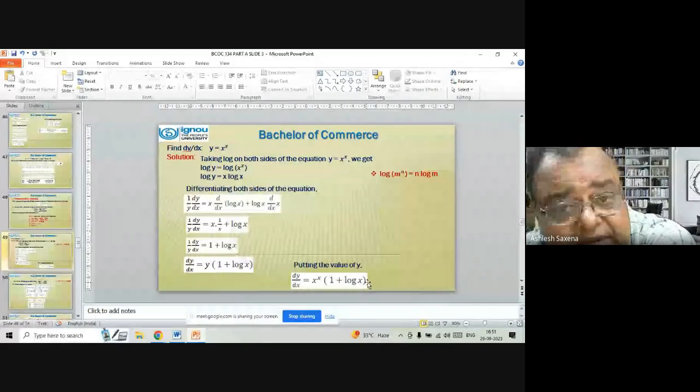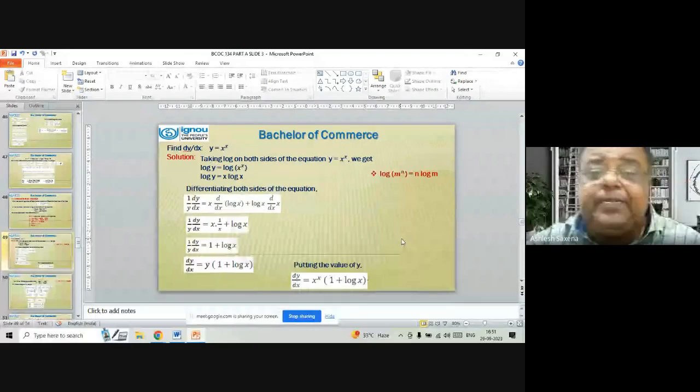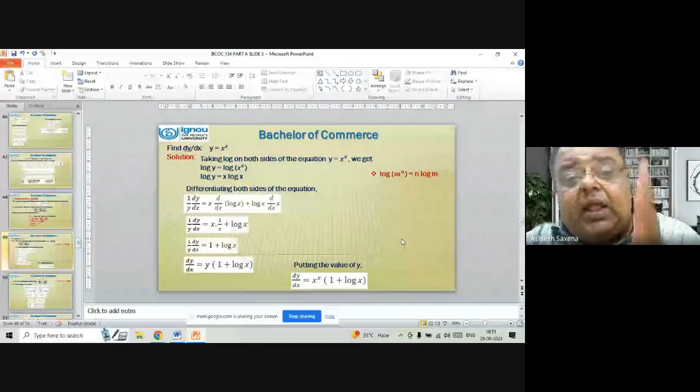This is the answer. I'm just repeating: when the powers cannot be reduced, or in other words, the powers are not numbers, in that case you have to apply log.